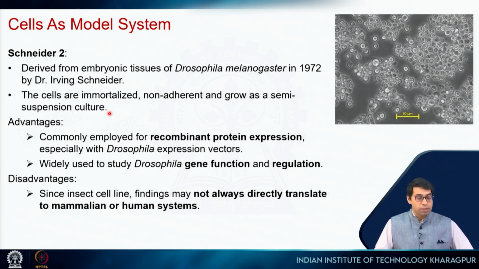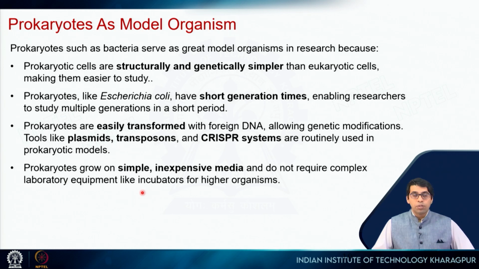So these are also cells which are a very robust system for expression of recombinant proteins, especially if those are coming from a Drosophila or some other organisms like this. So these are widely used to study Drosophila gene function and regulation. Since it's an insect cell line, findings may not always directly translate to mammalian or human system. So one has to be aware about the limitations of this particular cell line. So these are the three cell lines that are derived from eukaryotes.